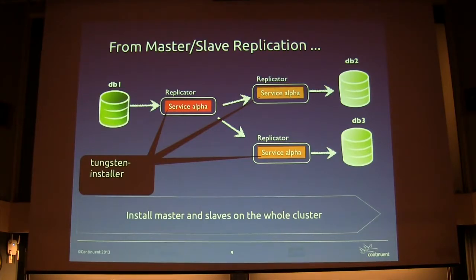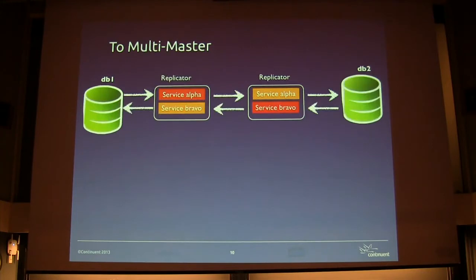Now, when you install master slave, you have a single command that will install everything for you. You don't need to do anything very complex. However, when we go to multiple masters, then we start creating new services. Now we have two masters, and we have a master service alpha in server number one, and a master service bravo in server number two. And you see that you have a corresponding service alpha in server number two, that is a slave, and a corresponding service bravo in server number one, that is a slave of bravo.